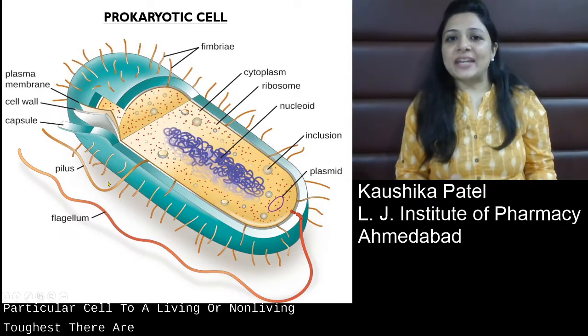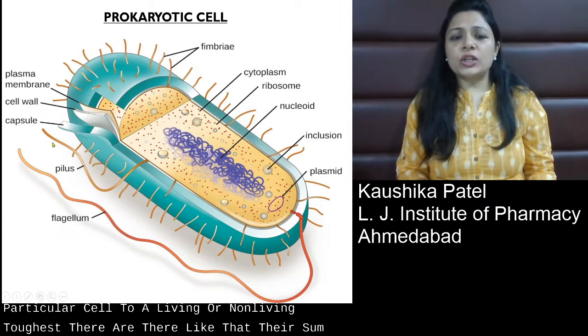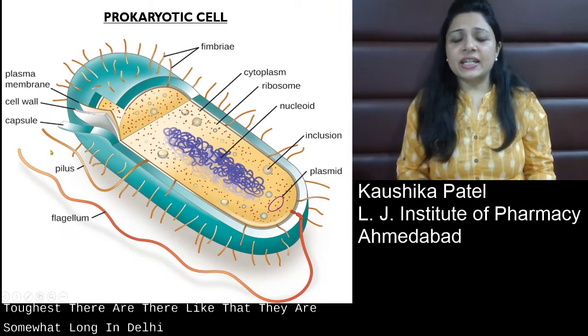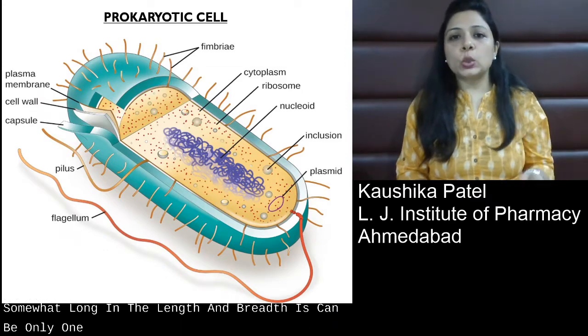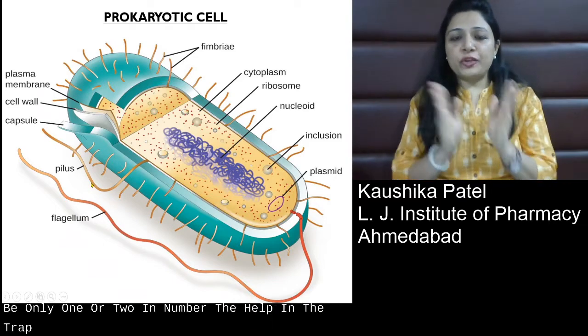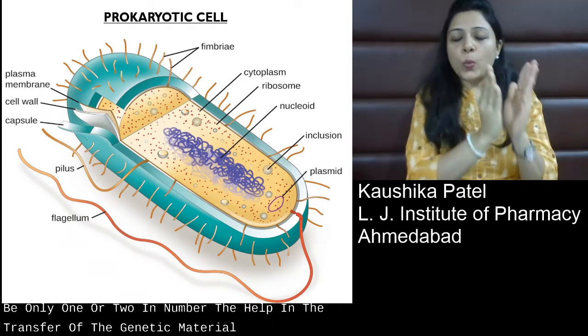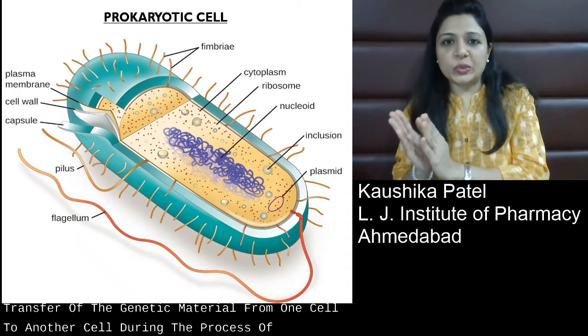Then there are pili. Now pili are like fimbriae, but they are somewhat long in length, and there can be only one or two of them. Pili help in the transfer of the genetic material from one cell to another cell during the process of conjugation.